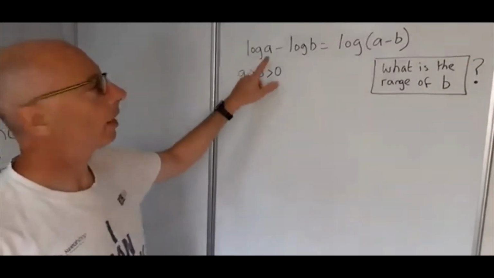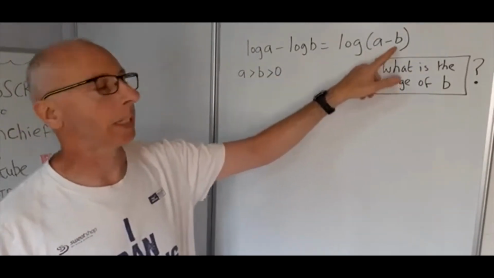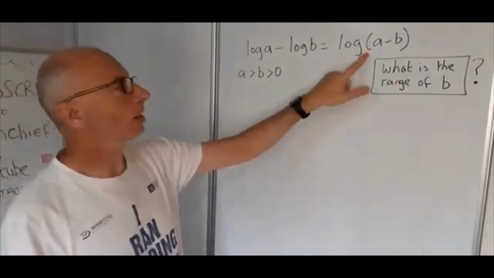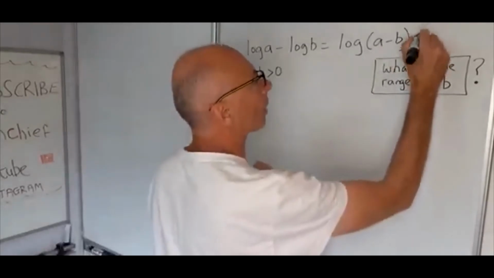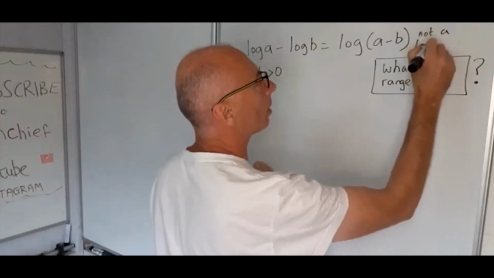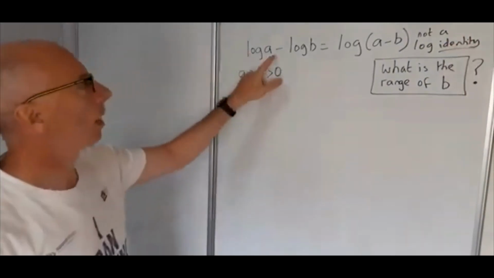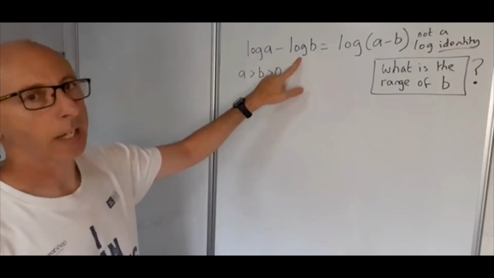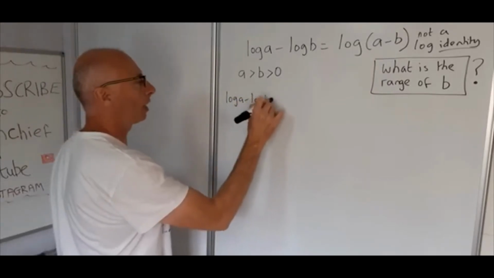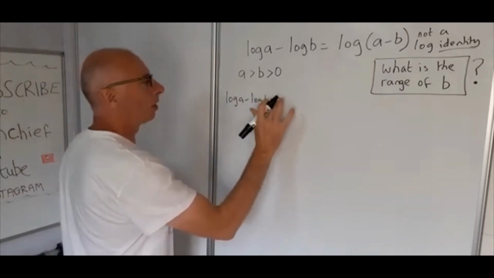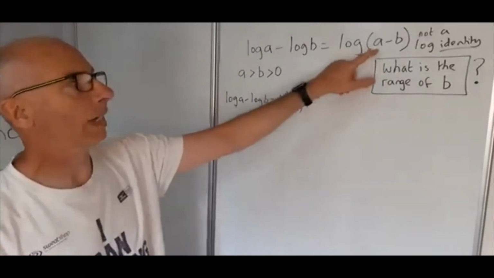Okay, so we've got a question here. Log of A minus log of B equals the log of A minus B. Now we know that this is not a log identity, because we know that log of A minus log of B equals log of A over B, not log of A minus B.